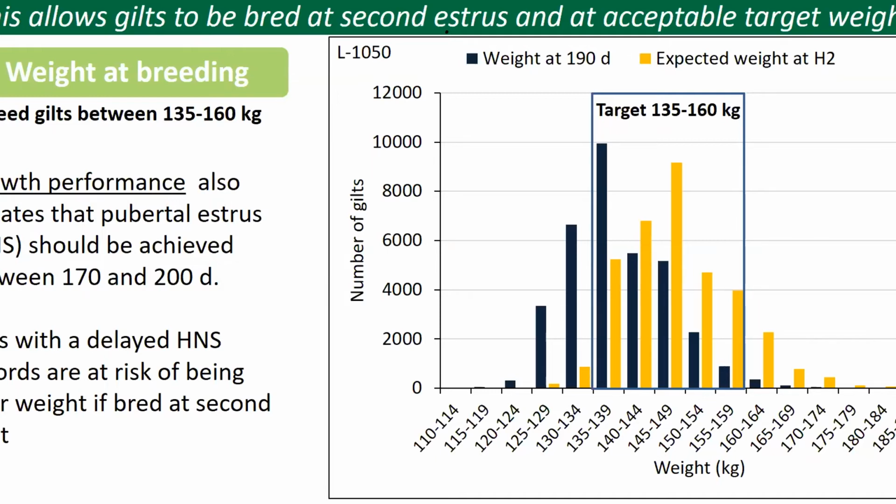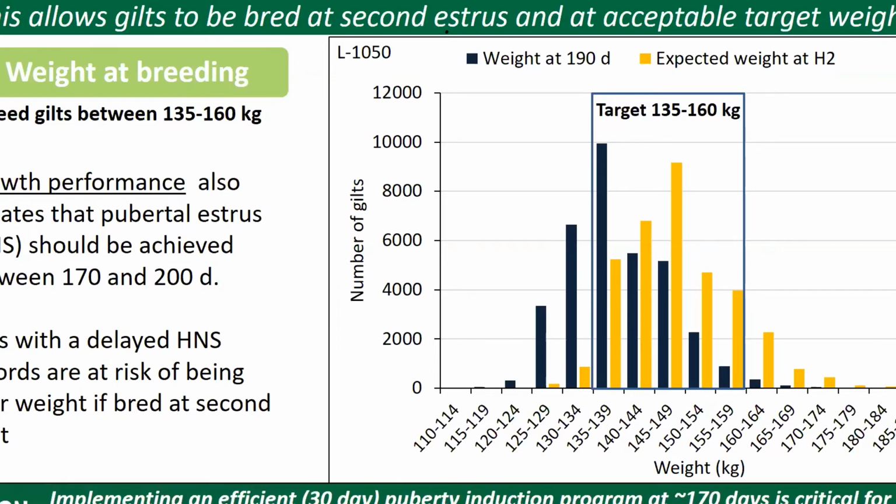We also have to make sure that we realize if you don't start puberty stimulation by 200 days of age, it's going to be really, really hard to get any of your gilts bred at second estrus and acceptable target weights. So the action here is, again, I'm sounding like a broken record, I know, during this talk, but we really have to implement an efficient gilt management program early enough to make sure gilts are bred at second estrus and at acceptable target weights.